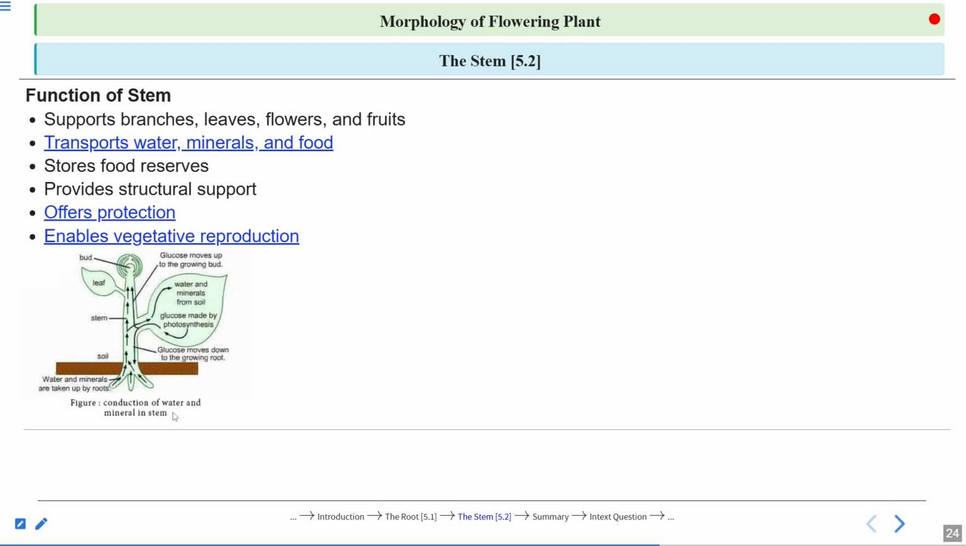Now here you can see the conduction of water and minerals from the stem. The water is absorbed from the root, it is conducted upward. And there, in the process of photosynthesis, they make the food material. That food material is not only required by the leaves, it is required by every part of the plant. The parts of the plant that are not involved in photosynthesis, the stem part, the root part, they also require the food. So from the phloem, it is transported downward, right?